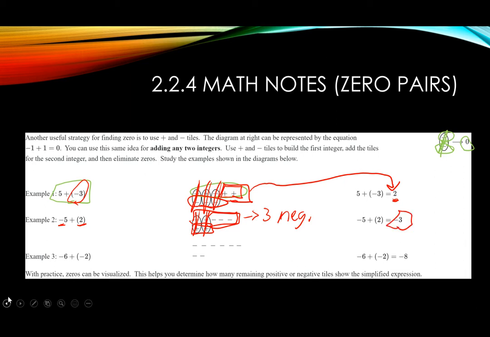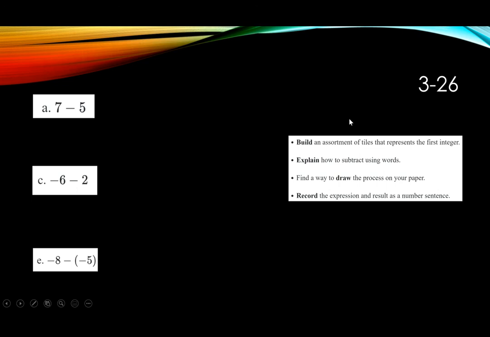All right. So we're going to use this idea to help us find these answers. This is A, C, and E. You guys are going to be solving for B, D, and F. So first off, let's do A together.